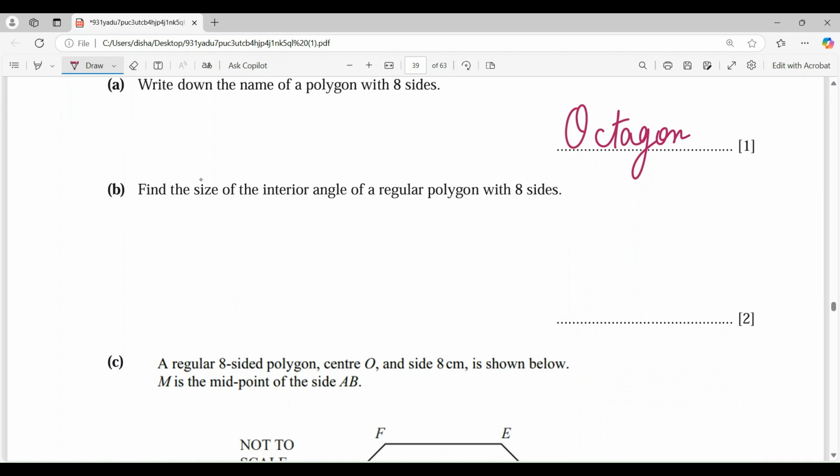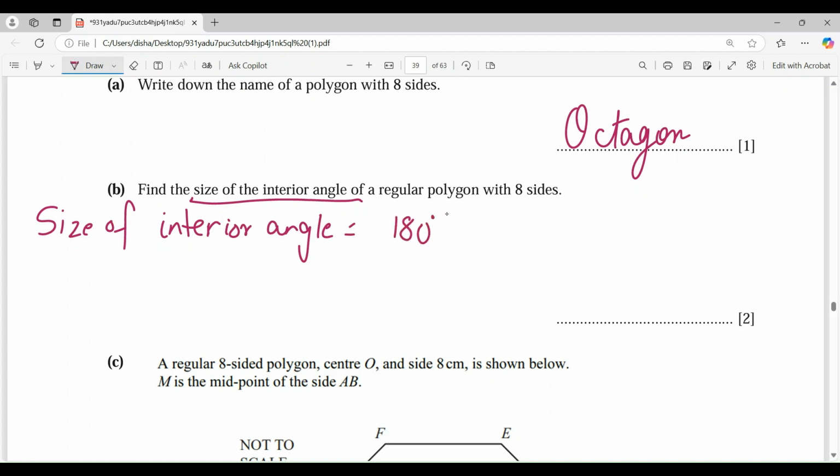So the formula for the size of an interior angle is equal to 180 into (n minus 2). Now this is the formula for the angle sum property of a polygon, and divided by the number of sides, that is n, will give you the size of the interior angle.